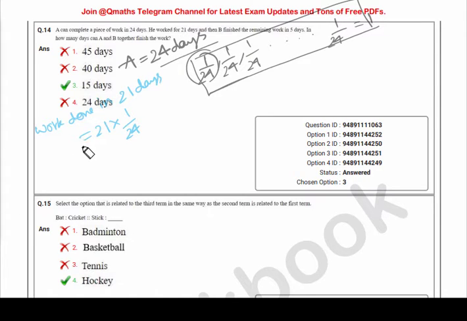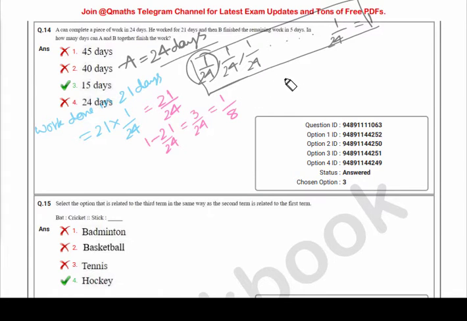Alright. Then this is the amount of work he worked. So total work he has done for 21 days is 21 by 24th of total work. Now we always consider total work as 1 in these work problems. So what is the remaining work that is left? 1 minus 21 by 24. That becomes 3 by 24. That becomes 1 by 8.